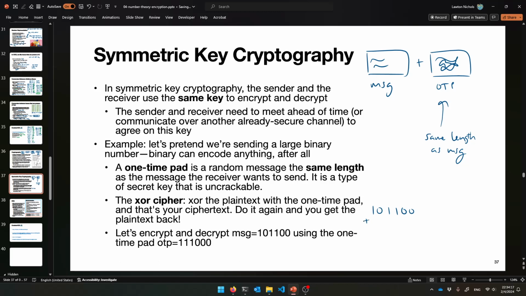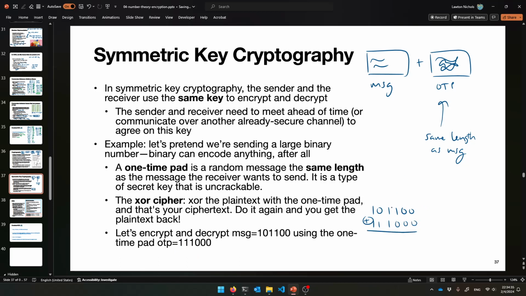If you just exclusive OR this with your one-time pad, like this was your random number that you came up with, like you flipped a coin enough times and it landed heads 3 times and then tails 3 times, that's your random number. As long as it's random, this is uncrackable. Then you get 111 0 0 0 and you exclusive OR with it.